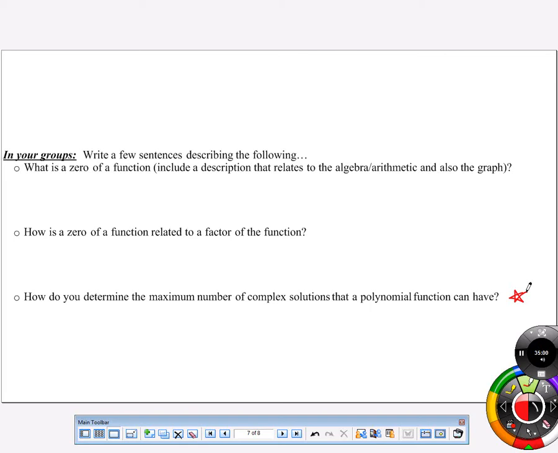How is a zero of a function related to a factor of the function? When you hear the word zero, how does that make any relationship with a factor of that same function? Zeke? Sorry, Elijah. Good. Okay, so if it's a factor, right, then the zero of the factor is the zero of the function or the solution, okay? All right.